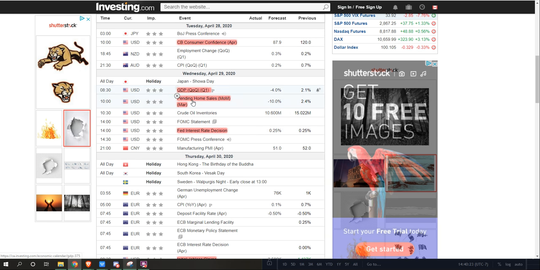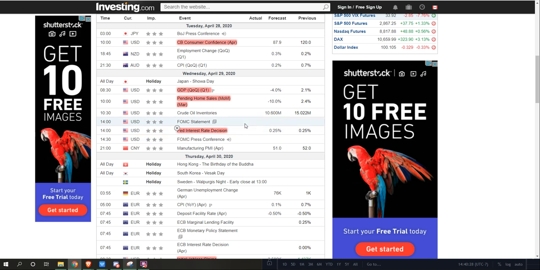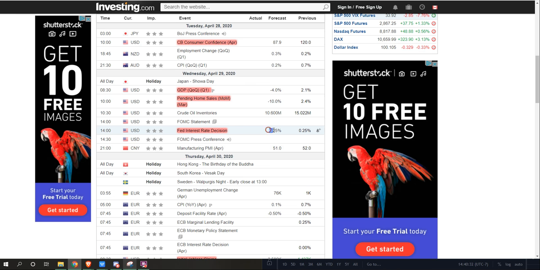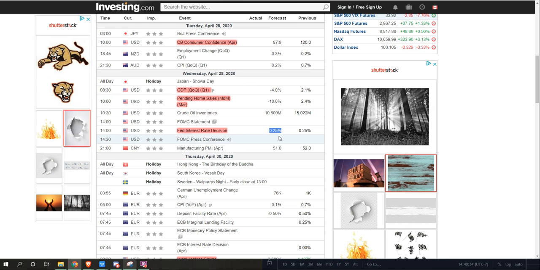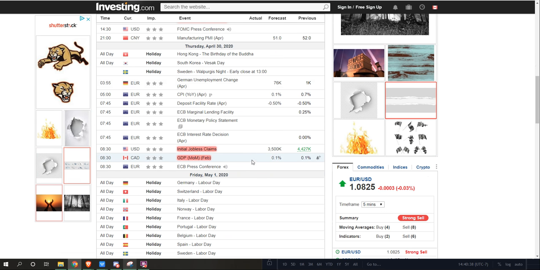We also see that pending home sales obviously is a good indicator. We see Fed interest rate decisions. They're forecasting that they're not going to do much with the interest rates sitting at 0.25%. That will have some impact on the market depending on the number. And then we see the initial job loss claims yet again. They're expecting that there's going to be obviously an additional 3.5 million. We'll see how that goes.